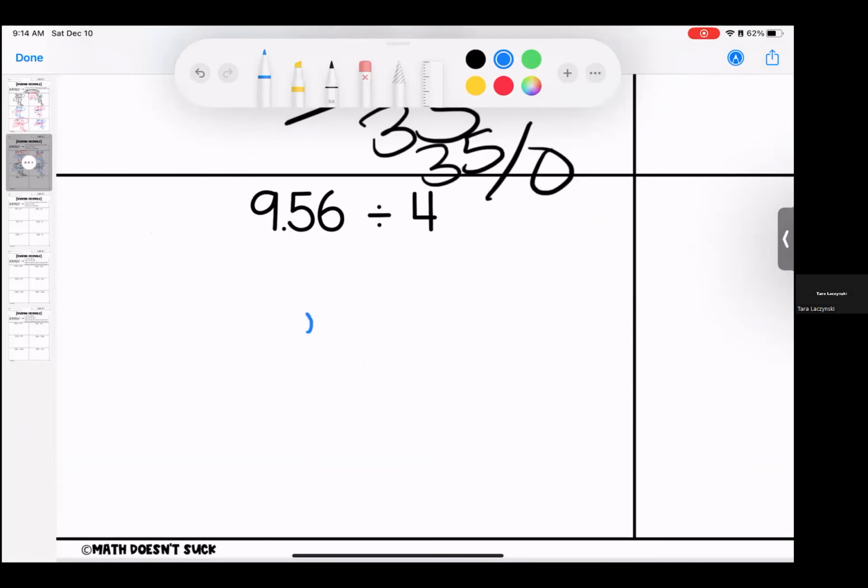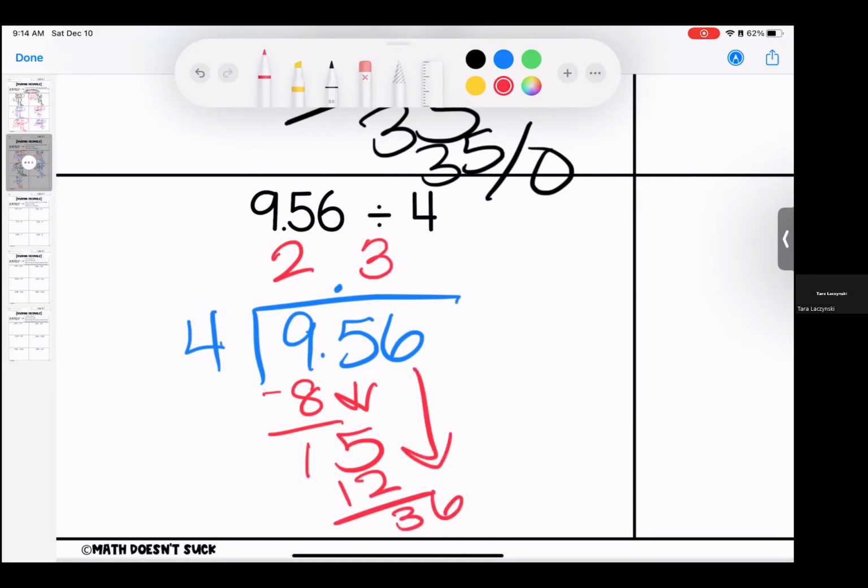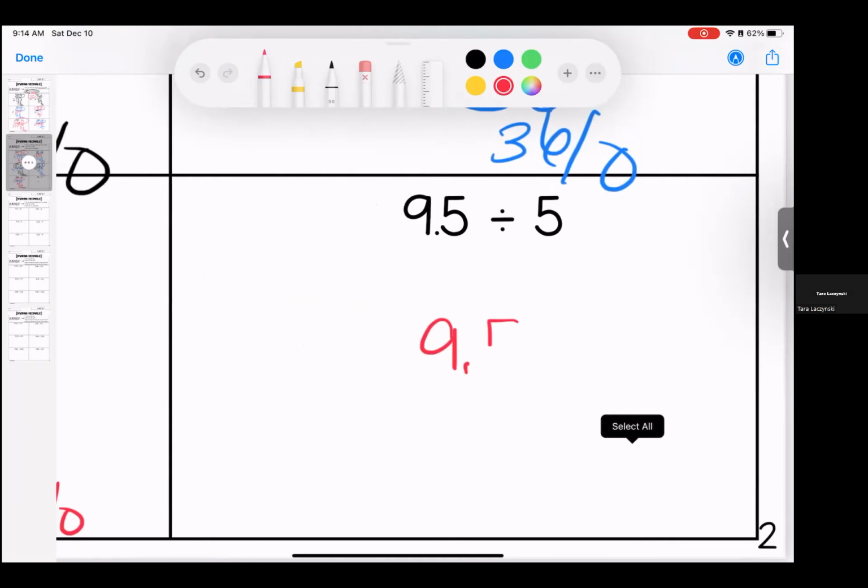We have 9 and 56/100 divided by 4. Decimal up in our answer, and we're ready to go. 4 goes into 9 2 times because 2 times 4 is 8. Subtract. Bring it on down. 4 goes into 15 3 times because 3 times 4 is 12. Bring it on down. 4 goes into 36 9 times because 4 times 9 is 36. 2 and 39/100.